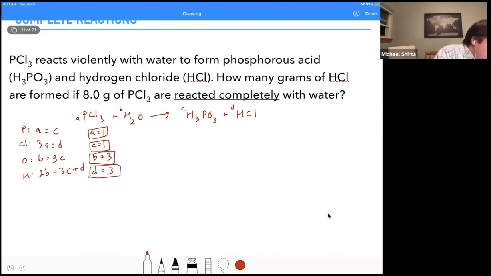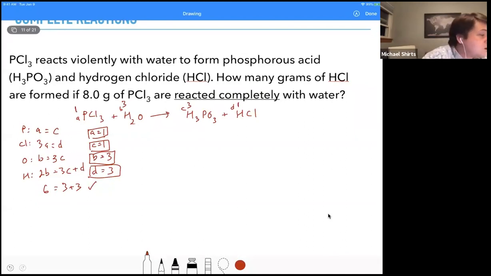So you could say, but I've got this other equation here. What do I do with it if I already have all the variables solved? Well, let's see. 2B, that's 6, is equal to 3C plus D. C is 1, so that's 3 plus 3. It's just redundant information. Sometimes you might have more equations than you need, but they will be consistent. Any additional equations will just help you verify it. Okay, so we've got our balanced chemical equation: this is 1, this is 3, this is 1, this is 3.